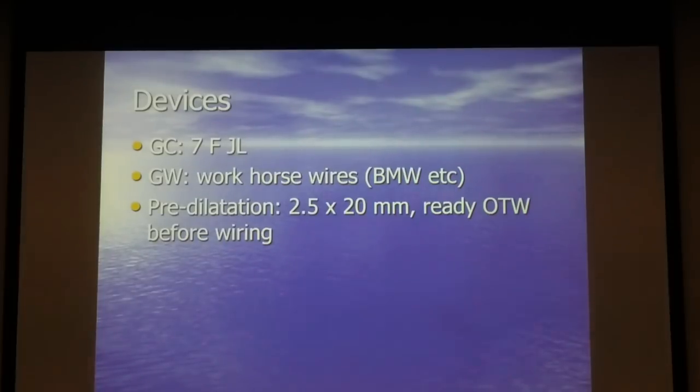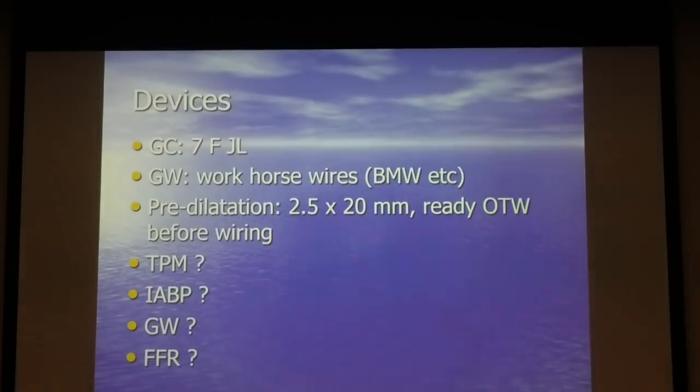So get it ready. Temporary pacemaker, sometimes they are helpful because sometimes you end up with bradycardia. Intra-aortic balloon pump, we don't use intra-aortic balloon pump even in these cases. We get it just standby in case we need it. FFR, you don't need it. IVUS, you don't need it.